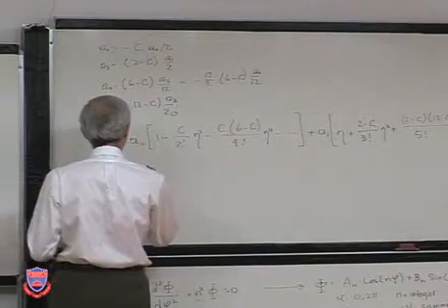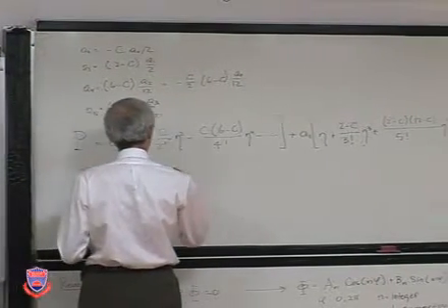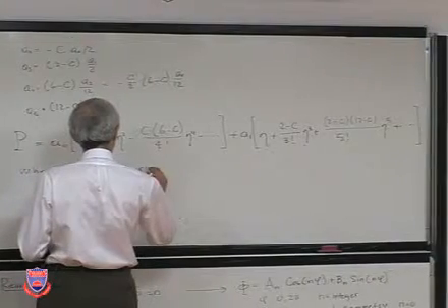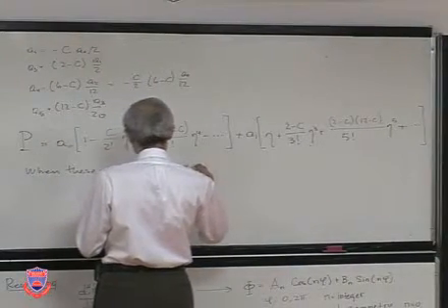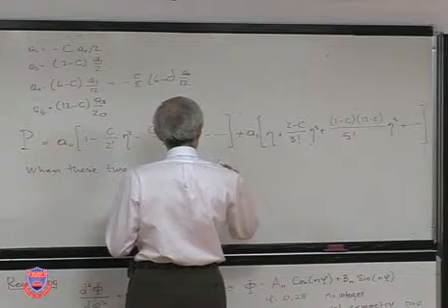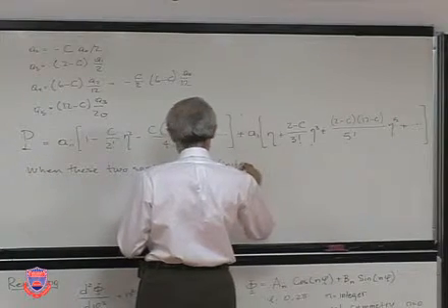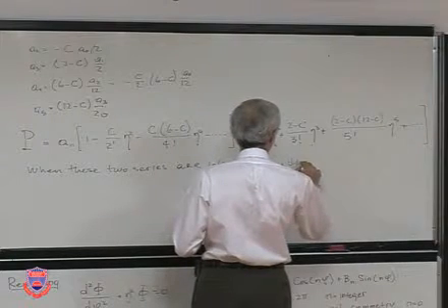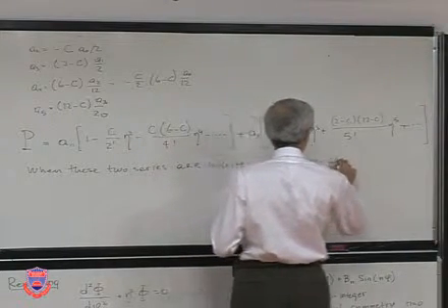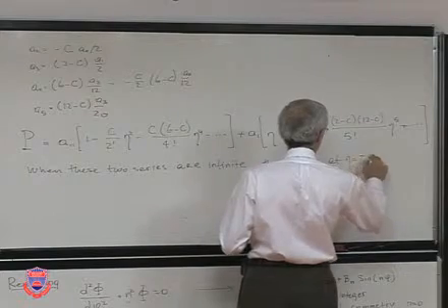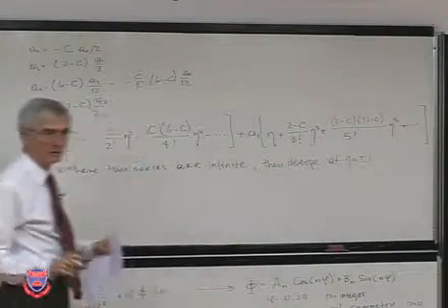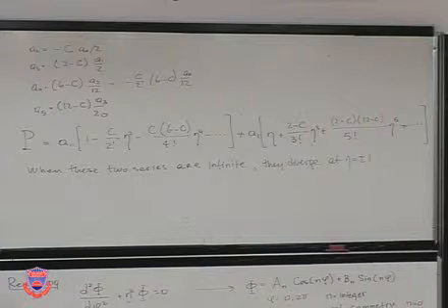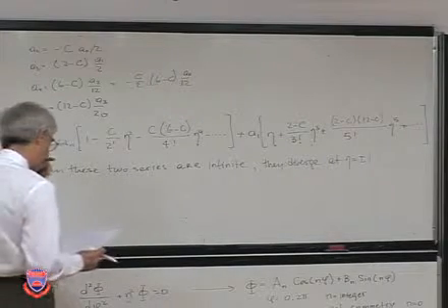When these two series are infinite, they diverge at eta plus or minus 1. Remember they're valid up to plus or minus 1, the range of validity, because eta is cosine theta.